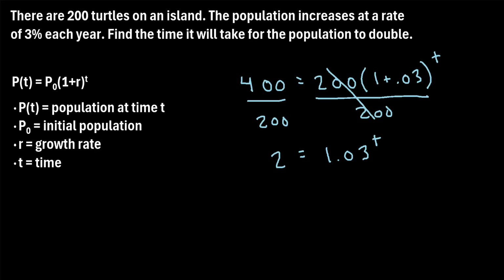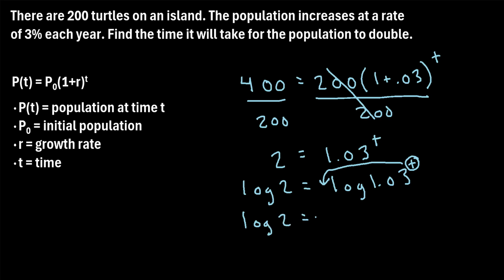So the trick here is we can take the log of each side, which is the opposite of raising some number to a power. So we can say the log of 2 is equal to the log of 1.03 to the power of t. Now, when we have something in this format, a log of some number raised to a power, this is the same as that power being brought out front. So we could say the log of 2 is equal to t times the log of 1.03.